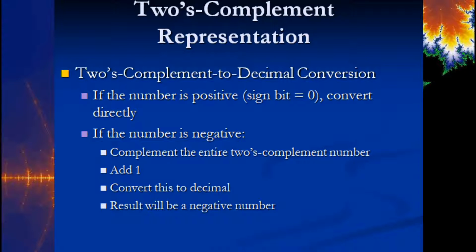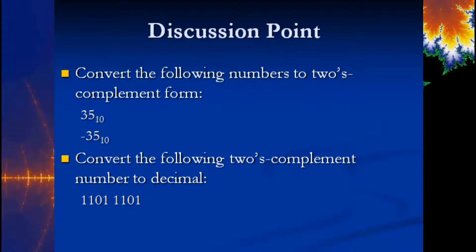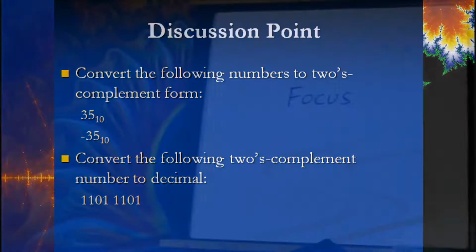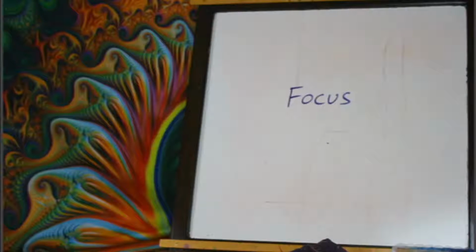Let's see here. I think this is just more explanation of what I'm going to show on the board. Okay, let's do this right here. It says convert the following numbers to 2's complement form. We can do that. I'm going to flip off my camera and flip it back on so that it resets the time. And now I will flip over.